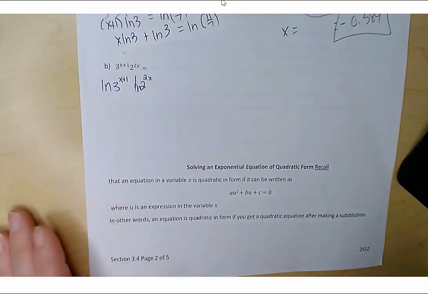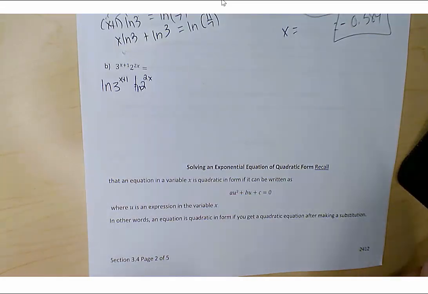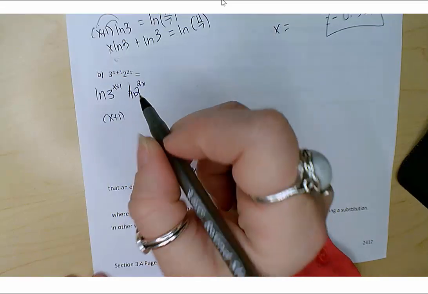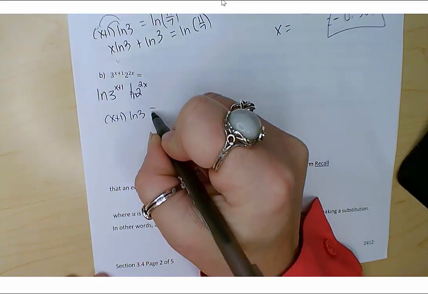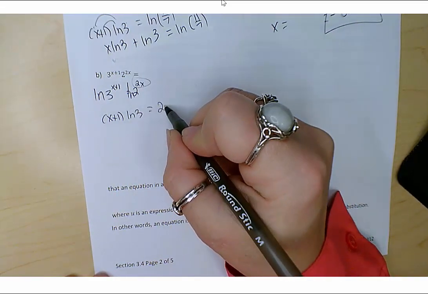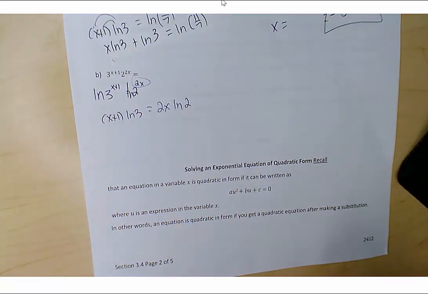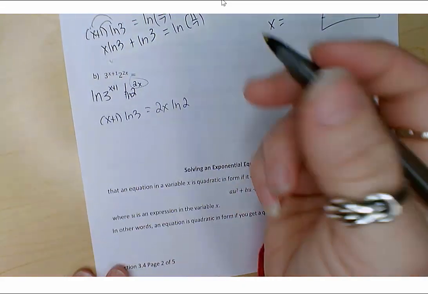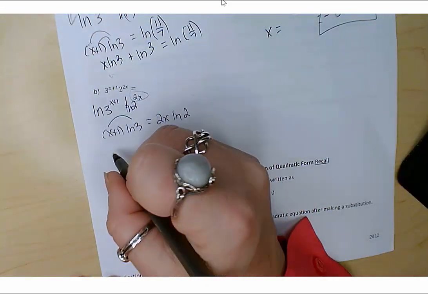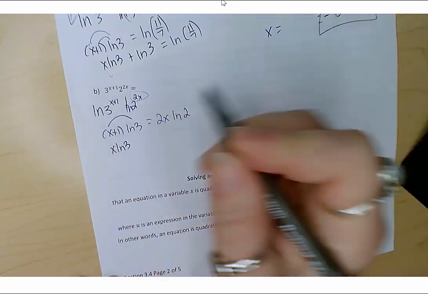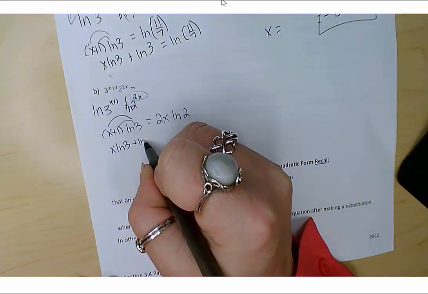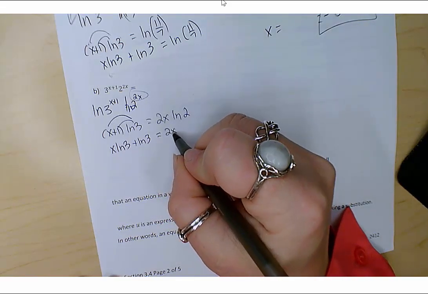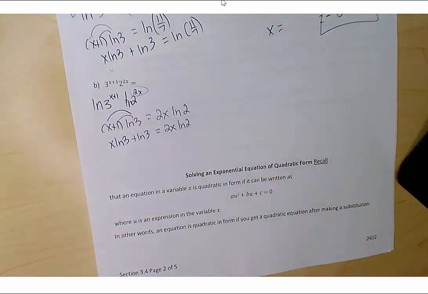When we do that, again, it allows us to use the power rule for logs that will now bring down that x plus 1 in front. So we have that x plus 1 times ln 3 is equal to this 2x ln 2. Solve this equation for x. Let's do some cleanup on the left-hand side. x times ln 3 is x ln 3. 1 times ln 3 is just an ln 3. That is equal to that right-hand side, 2x ln 2.